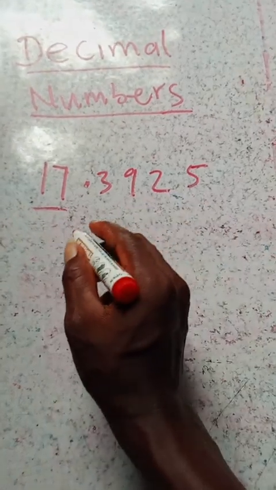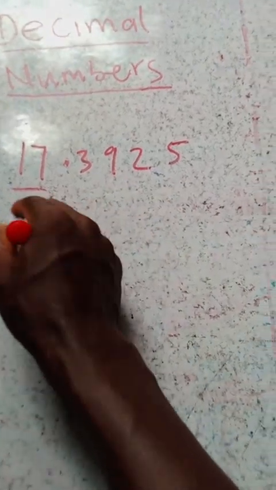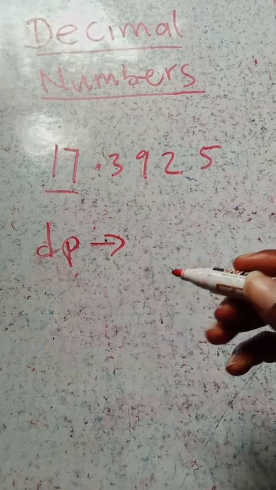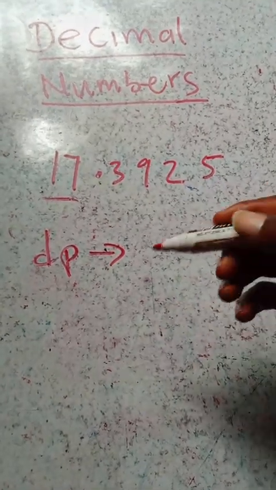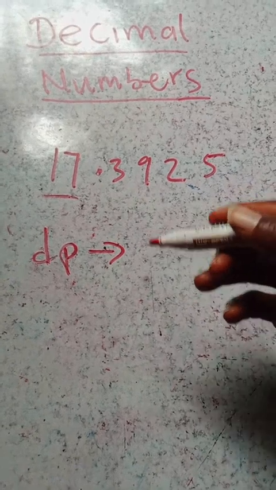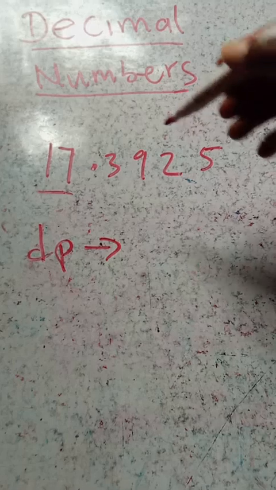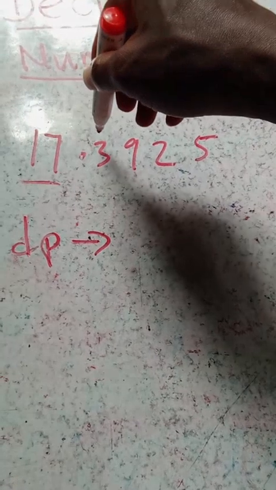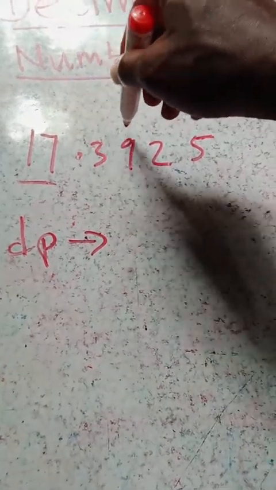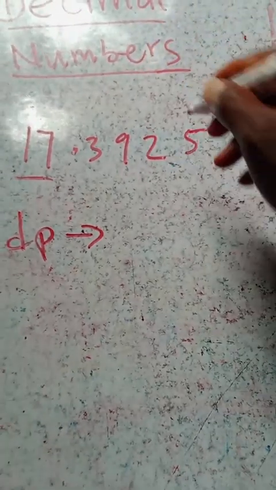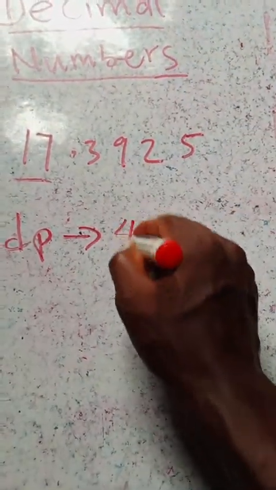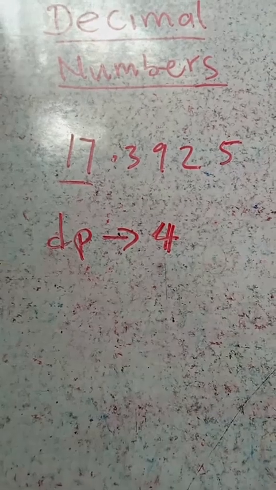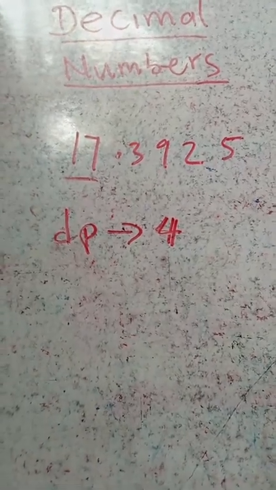So the whole number is 17. And the decimal places are how many? I said decimal places are the number of figures after the decimal point. So how many figures are here after the decimal point? This is the decimal point. After the decimal point, we have 1, 2, 3, 4. So the decimal places are 4. So that is how to find decimal places. Do you understand? Simple.